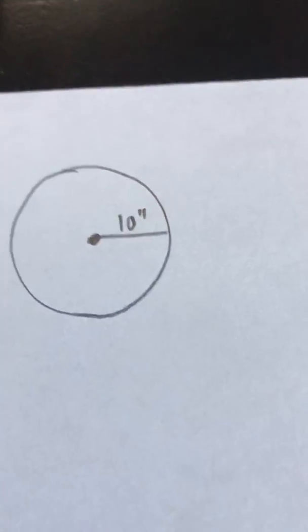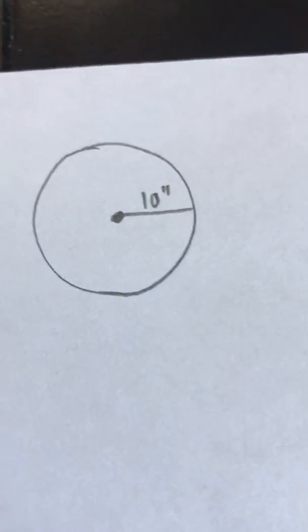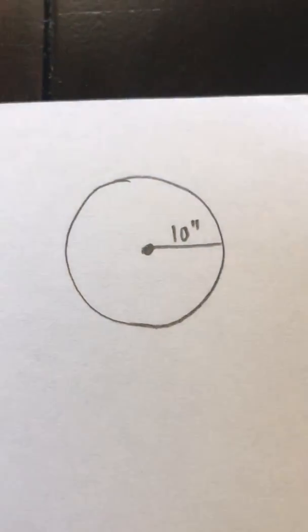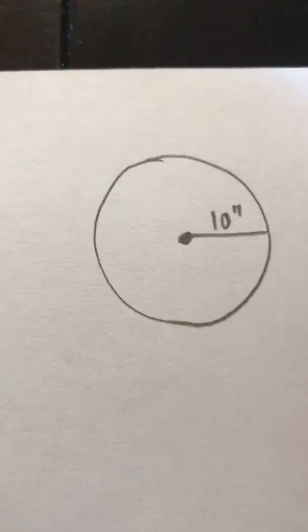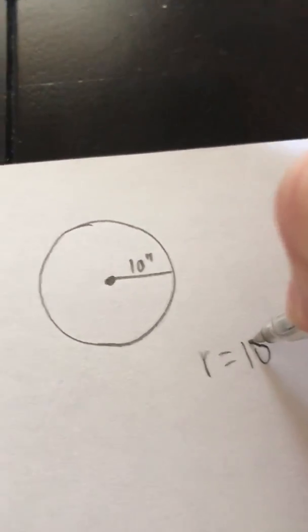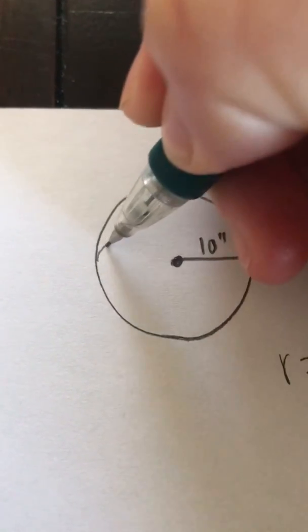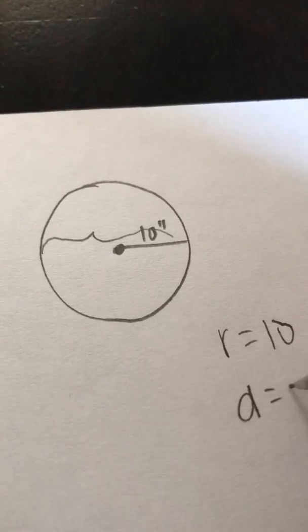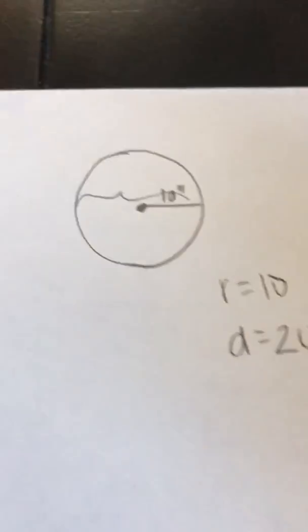So by now you should have watched a couple of videos about finding the circumference and the area of a circle. I just wanted to do one demonstration of how I would teach it in class. So here's a circle with a radius of 10 inches. And so we know if the radius is 10, the diameter, which would be the full line through, would be 20, right? Because the radius is half of the diameter.